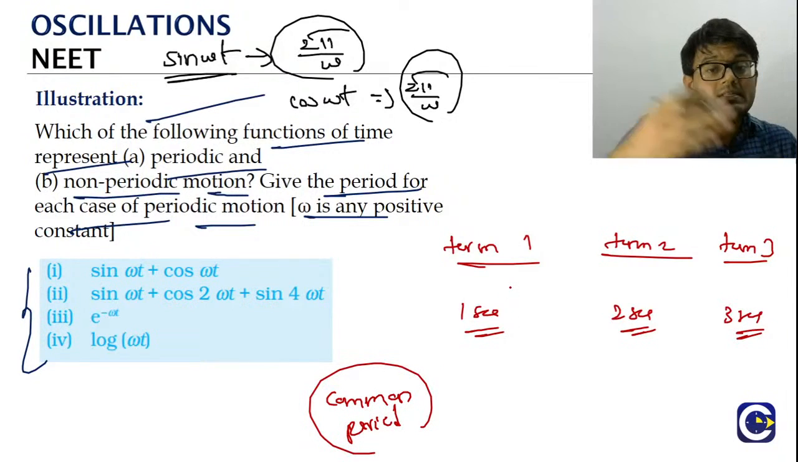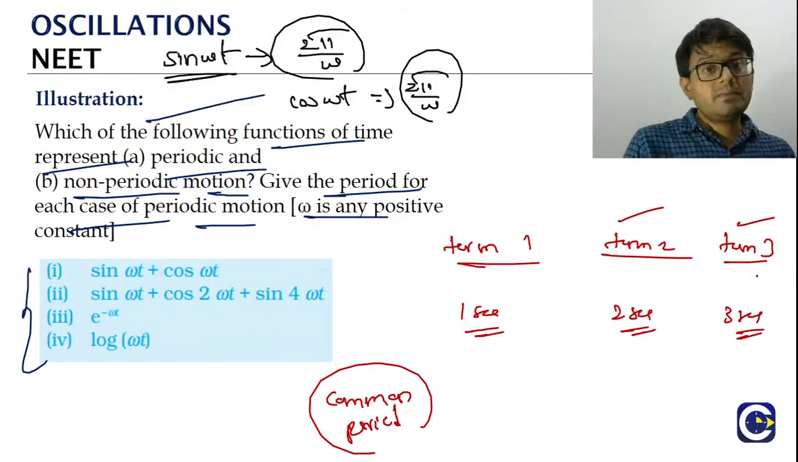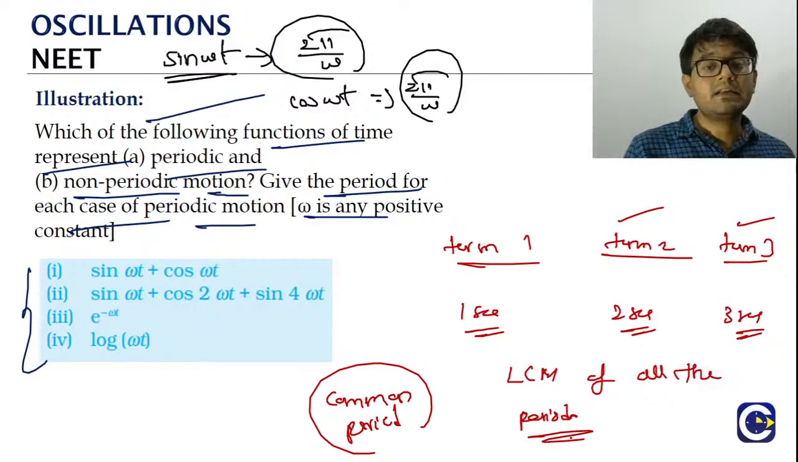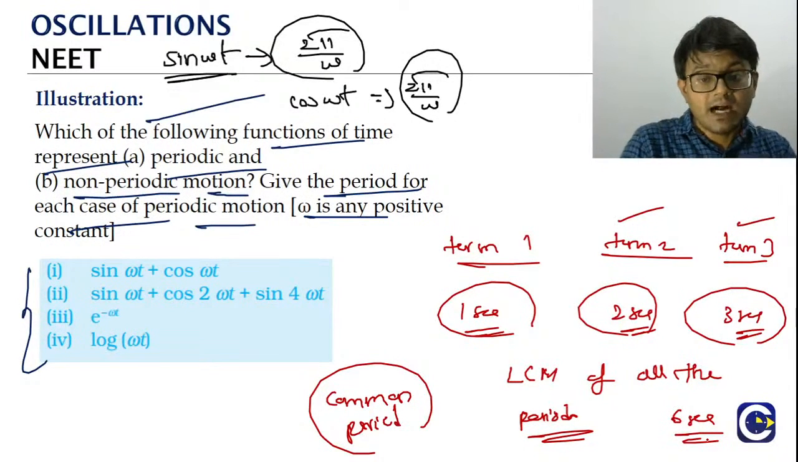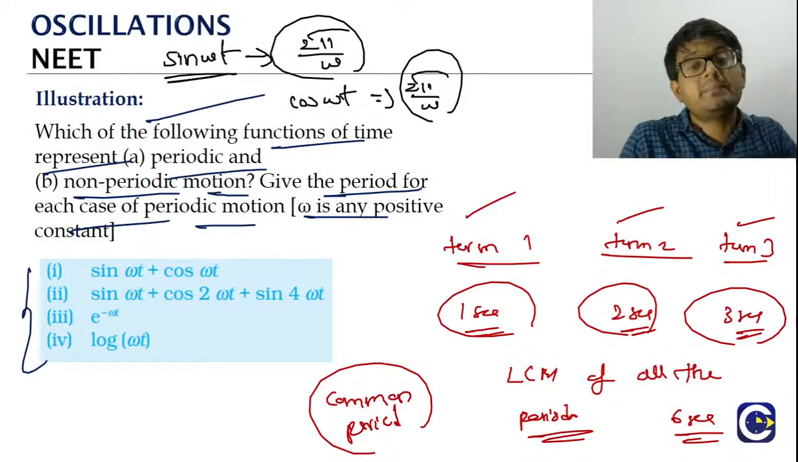பாருங்க, 1 செகண்ட்க்கு அப்புறம் after every 1 second term 1 ரிப்பீட் ஆயிட்டே இருக்கும். பட் term 2 அப்படி கிடையாது, 2 செகண்ட்ஸ்க்கு அப்புறம் தான் அது ரிப்பீட் ஆயிடும். term 3 பாருங்க, 3 செகண்ட்ஸ்க்கு அப்புறம் தான் அதோட வேல்யூ ரிப்பீட் ஆயிடும். so காமன் பீரியட் நமக்கு எப்படி வரும்? It is going to be what? LCM of all the periods. நம்ம LCM எடுக்கணும். இங்க பாருங்க, 1 second, 2 second, 3 second LCM என்னது? 6 second. so அந்த 6 செகண்ட்ஸ்க்கு அப்புறம் தான் பாருங்க term 1 ஓட வேல்யூ ரிப்பீட் ஆயிடும், அந்த மாதிரி term 2 ரிப்பீட் ஆயிடும், term 3 ரிப்பீட் ஆயிடும்.